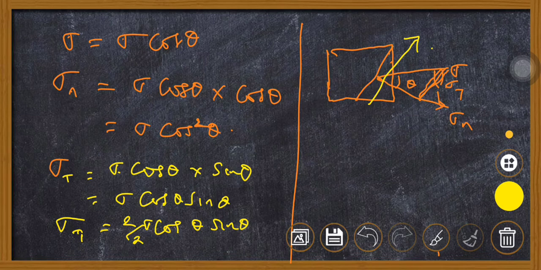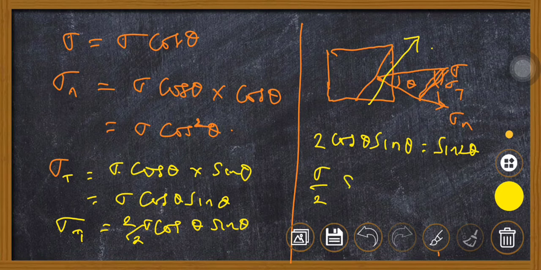Mathematically, in trigonometry, 2 cos theta sine theta is equivalent to sine 2 theta. So from here I can easily say that the stress over 2, which is 2 cos theta sine theta, will give rise to what? Since 2 cos theta sine theta is equal to sine 2 theta, it gives me sine 2 theta, which is our tangential stress.